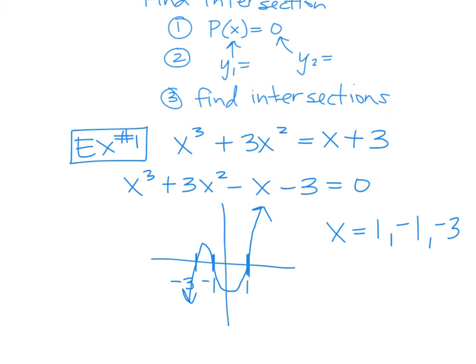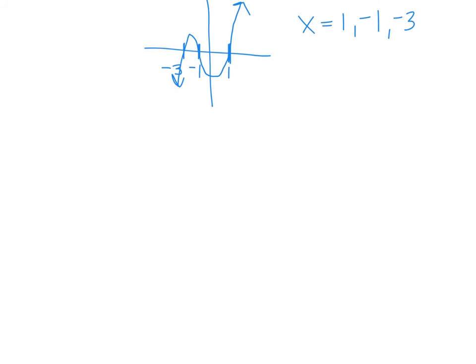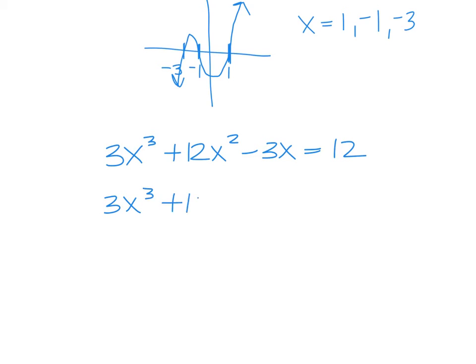I'm going to do one more with you, and then we're done. All right, do this equation: 3x cubed plus 12x squared minus 3x equals 12. So what's the first thing you have to do? Set it equal to 0. So it's going to be 3x cubed plus 12x squared minus 3x minus 12 equals 0.